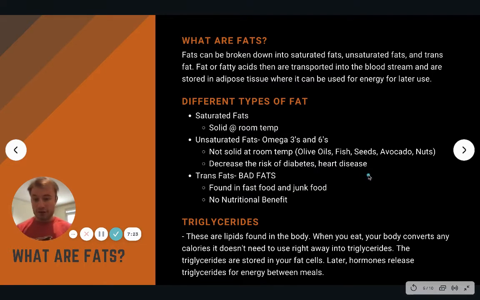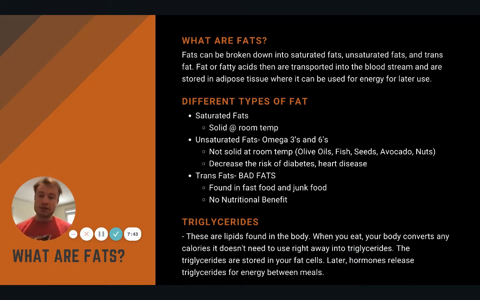Kind of talked about triglycerides, but what are they? These are lipids found in the body. And so when we eat fat, it gets converted into calories. And those get converted into triglycerides, and triglycerides are going to be stored in your fat cells. And so later on, a hormone releases triglycerides for energy between meals. So pretty much triglycerides and cholesterol are going to be the fatty acids found in your body, or your lipids found in your body.